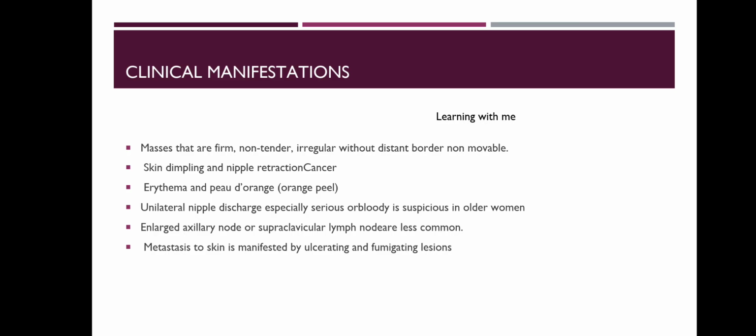Clinical manifestations: masses that are firm, non-tender, irregular, without distinct border, non-movable, skin dimpling and nipple retraction, erythema and peau d'orange, orange peel-like skin, unilateral nipple discharge, ipsilateral serous or bloody is suspicious in older women. Enlarged axillary node or supraclavicular lymph node less common. Metastasis of skin is manifested by ulceration and fungating lesion.